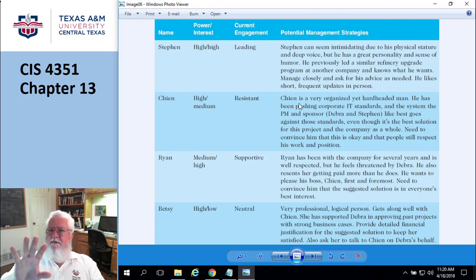This is some thinking that you put in about how you're going to try to solve this problem. So in this particular case, it talks about needing to convince him that this is okay and that people will still respect his work and position. Okay? So that's the strategy. The strategy here is to say, okay, Bob, this project is not going to put you out of work, and everyone's still going to respect your position, and you still have a viable role here, and this doesn't affect any of that, so there's no reason why you should be resistant to this project. So you need to work on that kind of stuff.